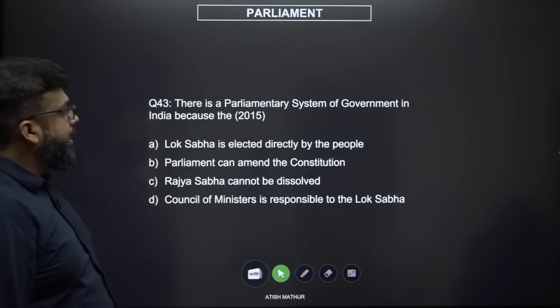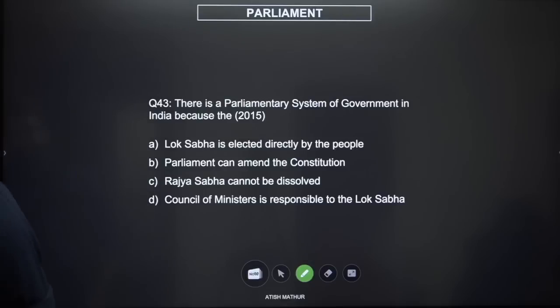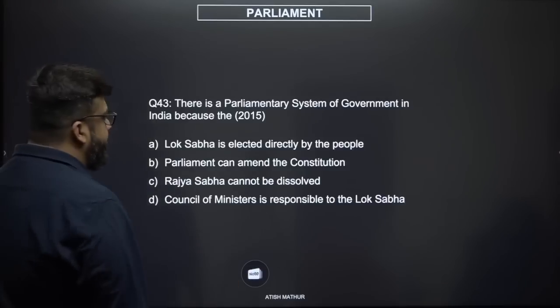Next, there is a parliamentary system of government in India because the Lok Sabha is elected directly by the people. Is that what makes us parliamentary? Then the parliament can amend the constitution. The Rajya Sabha cannot be dissolved. The council of ministers is responsible to the Lok Sabha, right? Now let us argue the opposite.